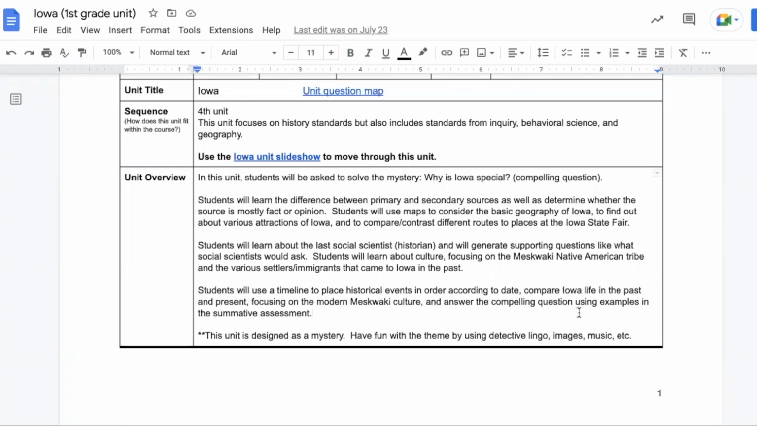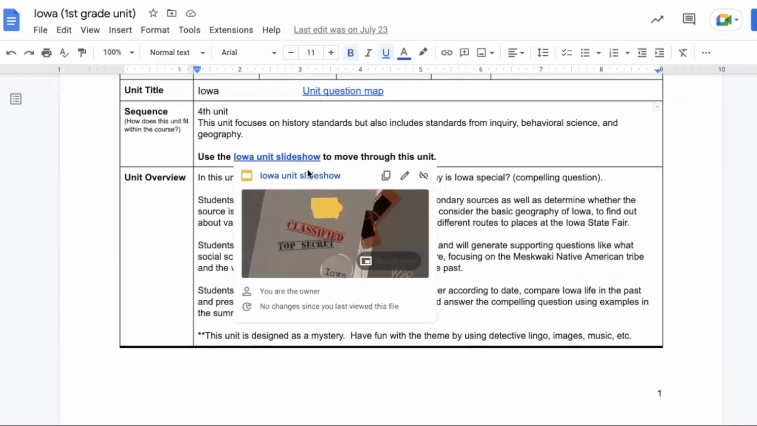Students will practice their geography skills by using maps, and students will also learn about the last social scientist, which is the historian. The Meskwaki Native American tribe of Iowa is part of this unit. Students will use a timeline, compare Iowa life in the past and present, and take a look at the modern Meskwaki culture. There's a slideshow that can be used to help move through the instruction.